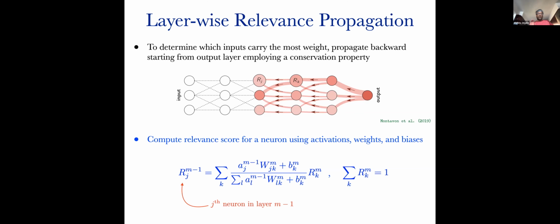And we compute a relevance score that we associate to each of the neurons using the activations, the weights, and the biases. This tells us which neurons in the network are most important in getting the volume prediction from the network. And in particular, it also tells us which parts of the initial input are the most important bits the network analyzes.